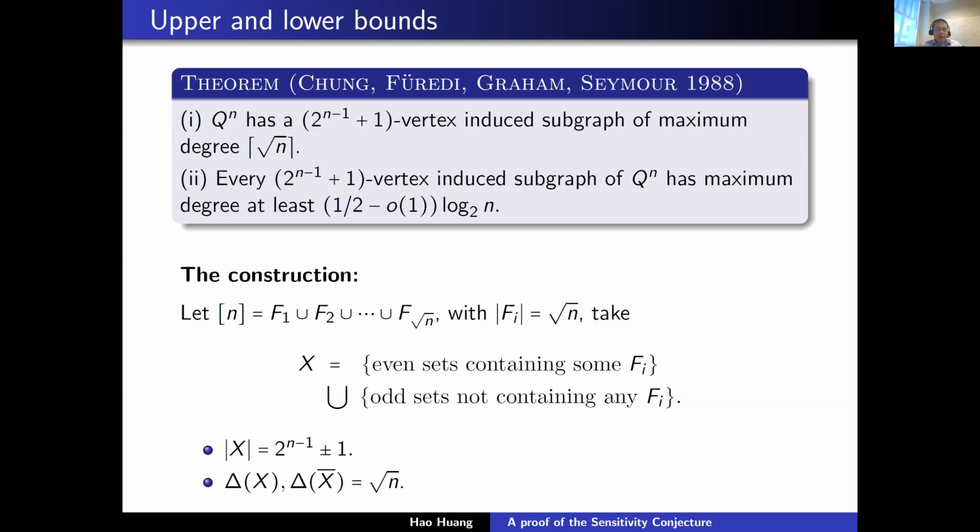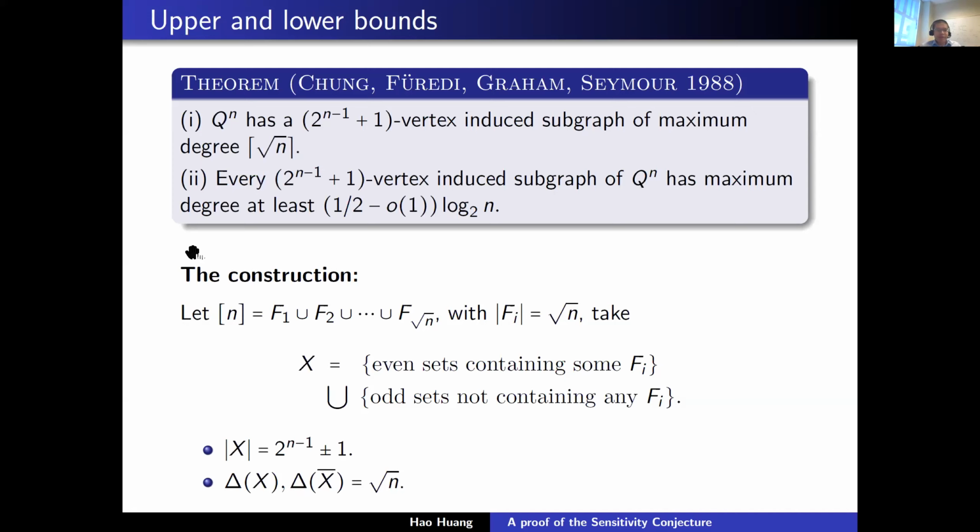Now, if you look at the hypercube graph, the vertices are just 0-1 binary vectors, so you can think of them as subsets of the set 1 to n. In the hypercube graph, two subsets are adjacent if and only if you can delete one element or add one element to get one from the other. So now let me take all the sets of even cardinality which contain at least one of those F_i, or you take the sets of odd cardinality which do not contain any F_i. By doing this, you can do a little bit of calculation. By some inclusion-exclusion, one can show that either X or the complement of X contains 2 to the n minus 1 plus 1 vertices. And moreover, we can prove that if you look at the induced subgraph on X or the induced subgraph on the complement of X, then both of them have maximum degree square root of n.